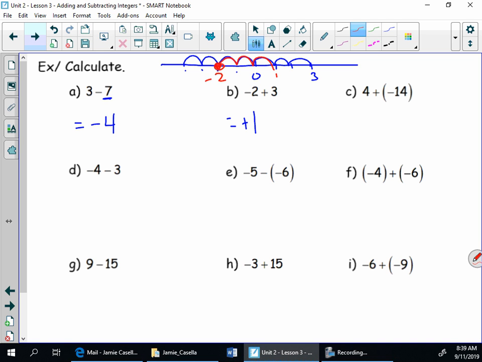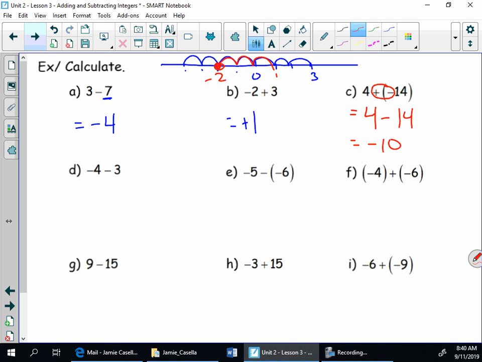If I look at C, oh, C has 4 plus minus 14. It's got a mixture of signs. We don't like that. We got to clean this one up. 4 plus minus. My signs are different. Tells me it's a minus sign. 14. Okay, what do I got now? A positive 4 and a negative 14. Different signs. How far apart are 4 and 14? Those are 10 digits apart. What's bigger, 4 or 14? Well, 14 is. My answer is negative.